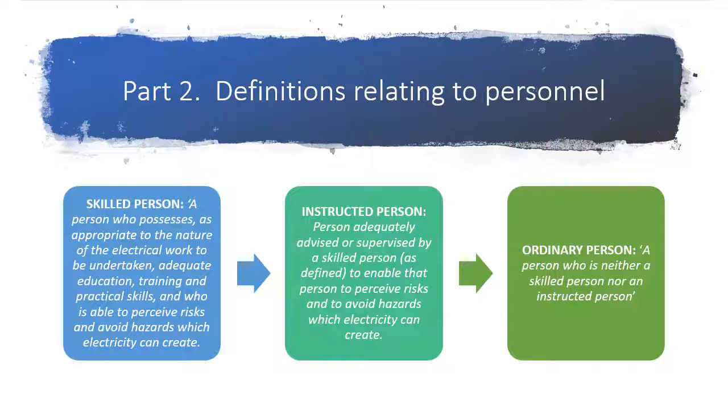Three other definitions I mentioned earlier that I would cover. Skilled person used to be called a competent person, but now a skilled person is a person who possesses, as appropriate to the nature of the electrical work to be undertaken, adequate education, training and practical skills, and who is able to perceive the risks and avoid hazards which electricity can create. We have this category called instructed person, which is a person adequately advised or supervised in order to perceive the risks, and then everybody else are ordinary persons. So as an electrician, you will be classified as a skilled person.